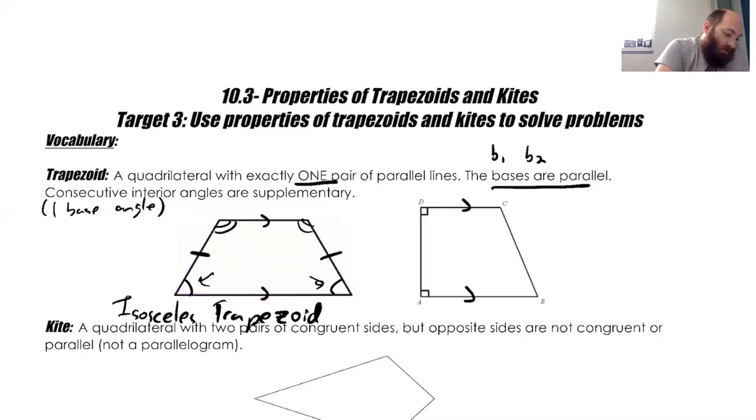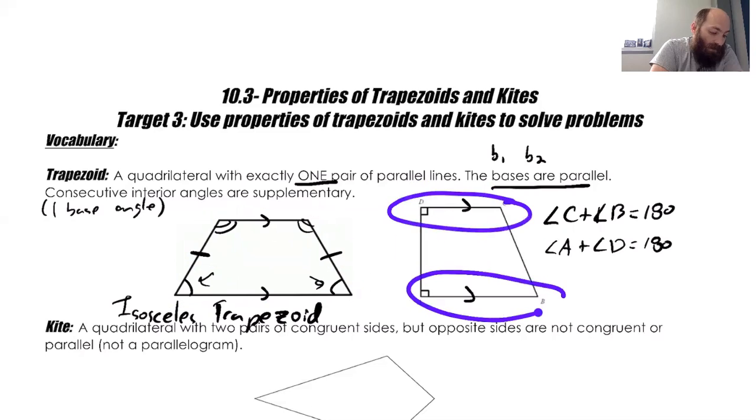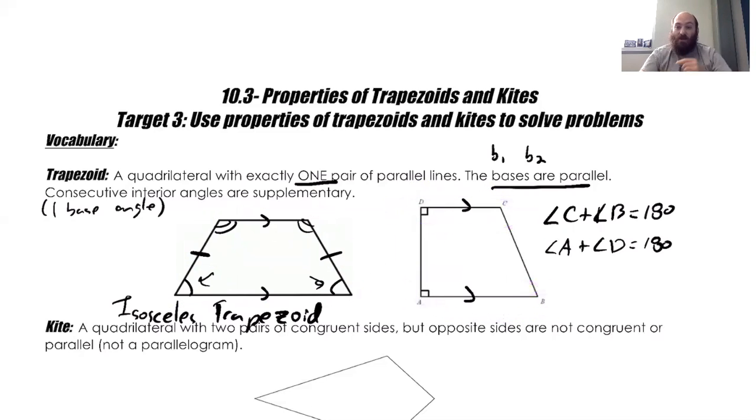When I go here, you can see these two are supplementary. This is just a normal, any old trapezoid. Those are both 90 degrees, so those are supplementary. These two angles here are also supplementary. If I say angle C plus angle B equals 180, and angle A plus angle D equals 180. But you notice I'm not saying this way: D and C do not add up to 180, and A and B do not add up to 180. So make sure it's one at the top, one at the bottom.